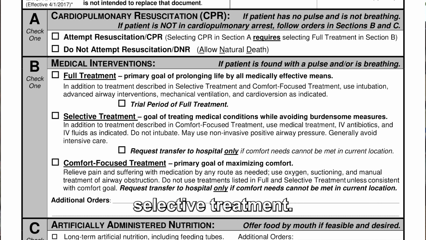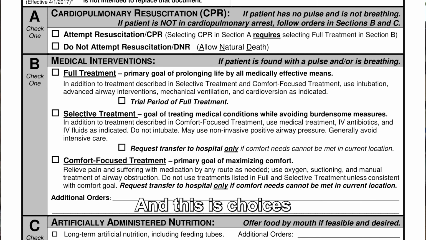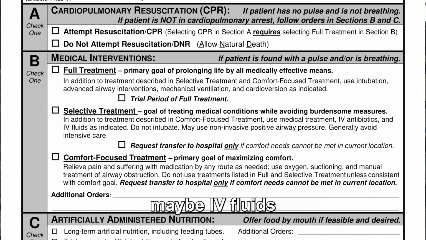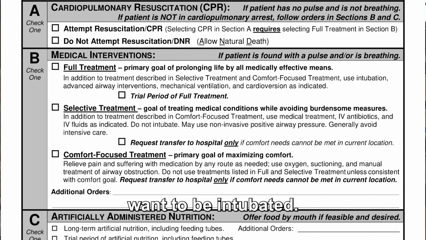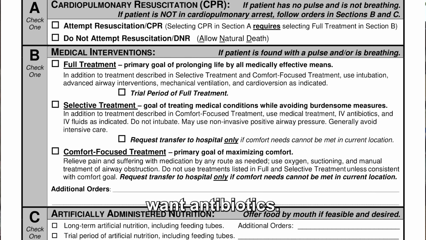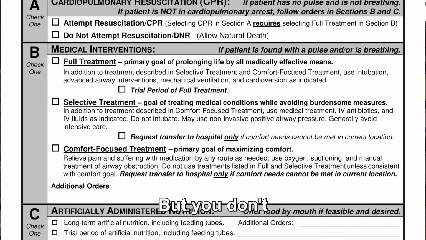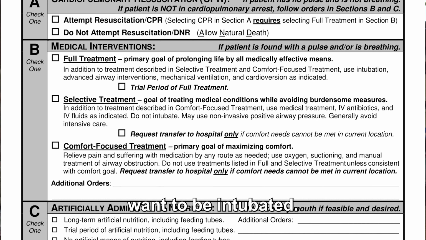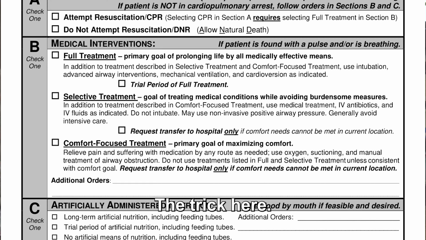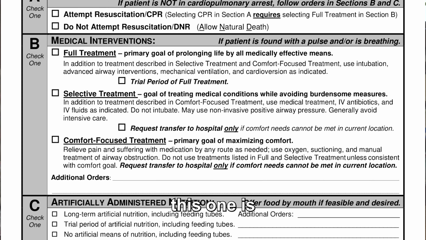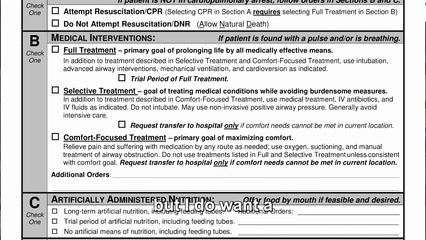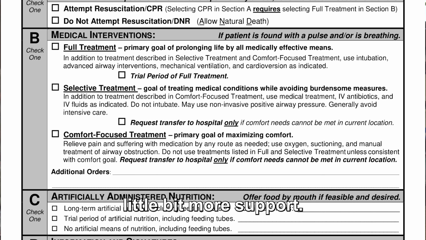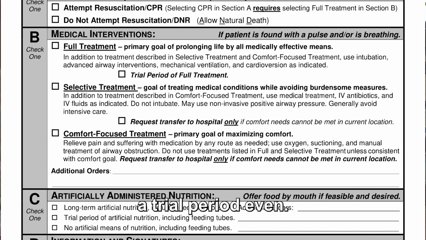So then they have a section that you could check off. It's called selective treatment, and this is choices that involve, do you want maybe IV fluids, but you don't want to be intubated? Would you want antibiotics, but you don't want to be intubated? The answer to this one is, I don't want to be intubated, but I do want a little bit more support. And maybe for a trial period even. Exactly. And you get to say what the trial period would be as well.